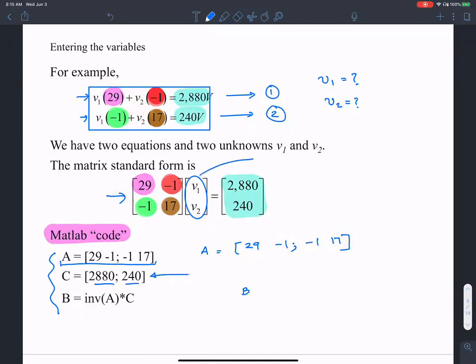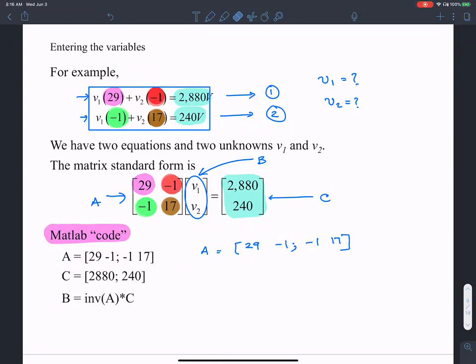You're trying to calculate the value of this guy. That's your B. This is your A, and this is your constants, C. Now, B is simply C over A, or all you have to do is the inverse of A times C. So very straightforward, simple: 3 lines of code is all you need to solve a system of linear equations.